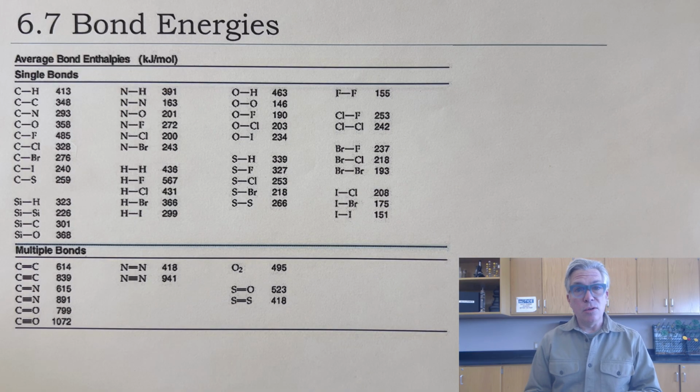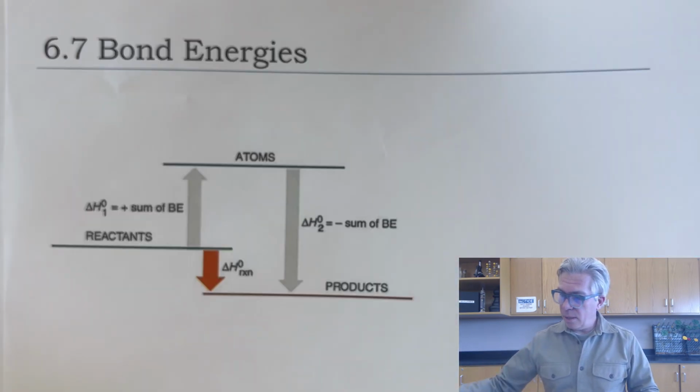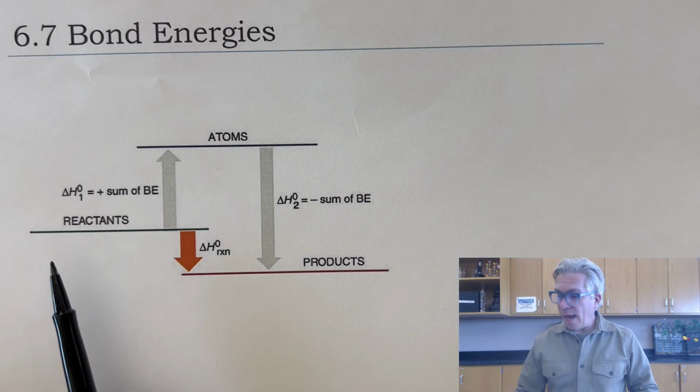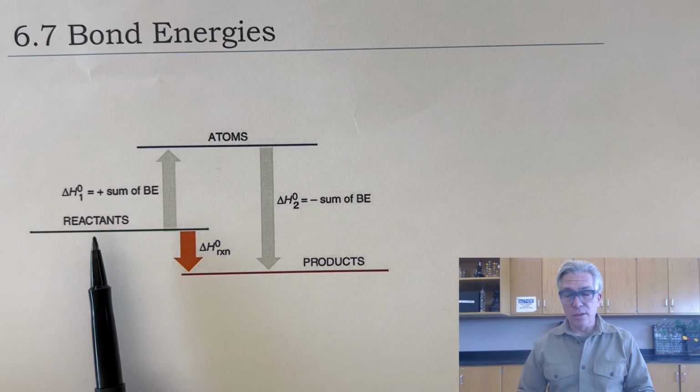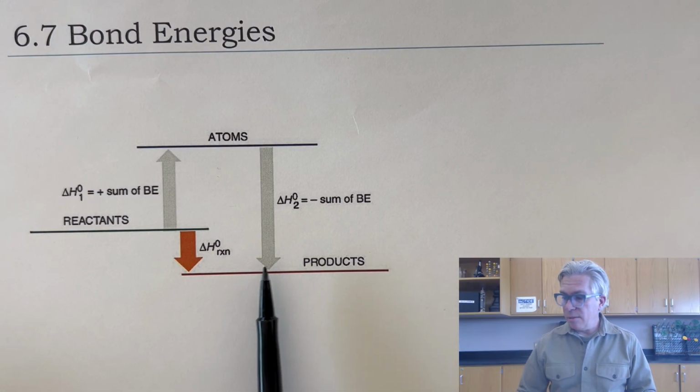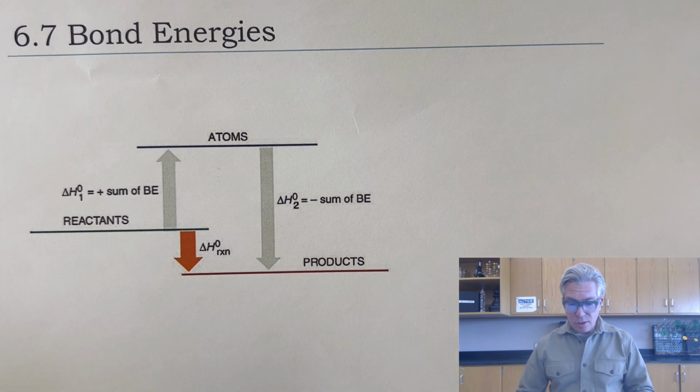You might have to draw the Lewis structure to find out, am I working with a single bond or a double bond or a triple bond? Because that would affect your answer depending on what you're doing. And the way you use these to find delta H is by adding up the bond energies for the reactants, getting a total, and then subtracting the bond energies for the products.